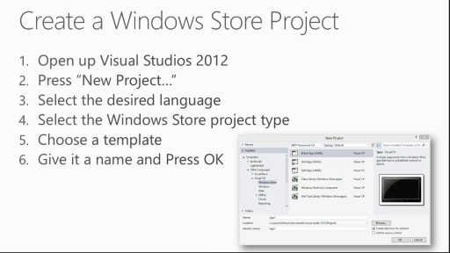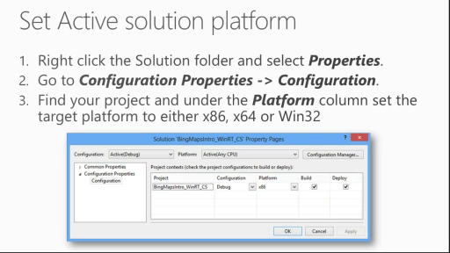Once you've done this, the next thing we need to do is very crucial. We need to set the active solution platform. This only applies when using the native Bing Maps SDK. You need to compile your application against each target platform and submit all three packages to the Windows Store. So if you're coming up with an application for Windows RT, for 32-bit architecture, and for the 64-bit architecture, then you need to compile your application against these three platforms.